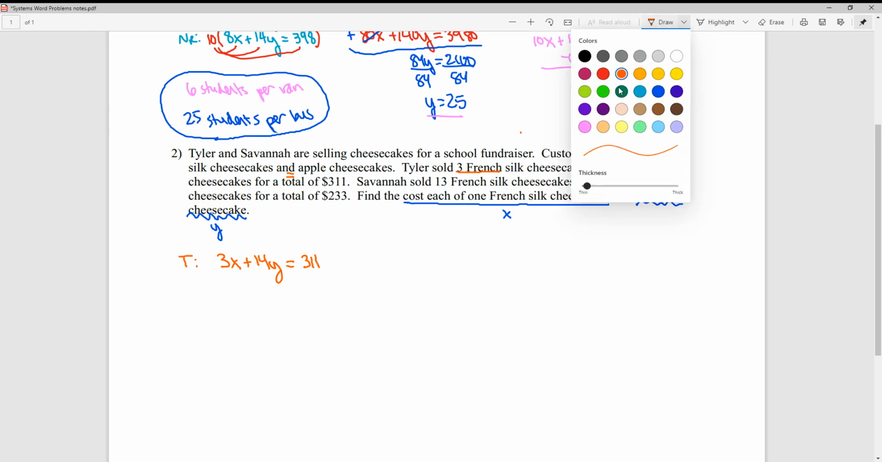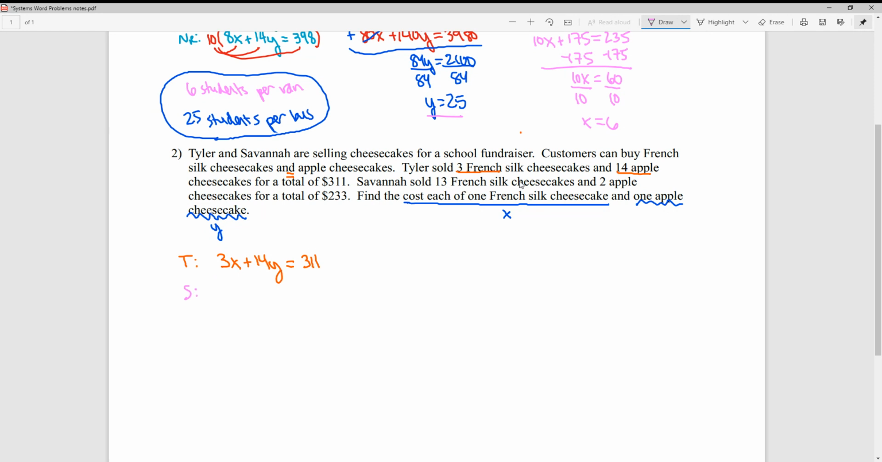Now let's make the Savannah equation. Savannah sold 13 French silk cheesecakes. So 13x is the cost of the French silk cheesecakes. And 2 apple cheesecakes. So 2 times the cost of an apple cheesecake, which is y, for a total of $233. So equals 233.